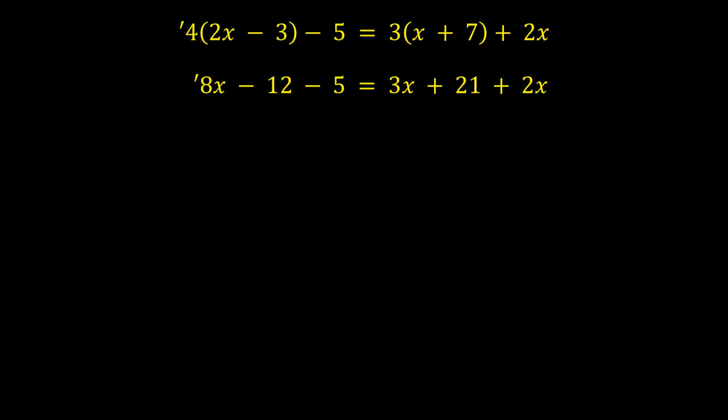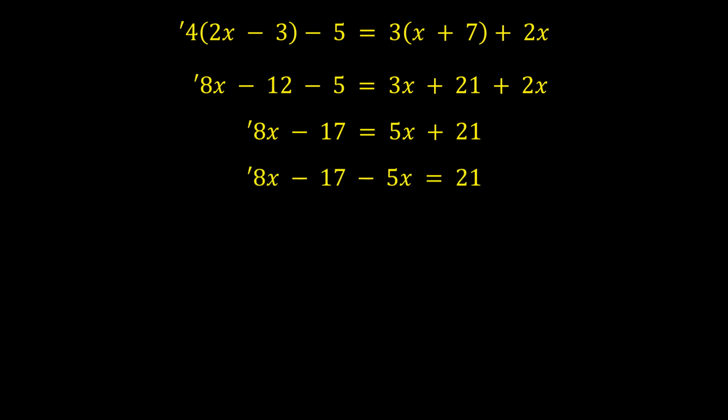Expand the brackets. 4 times 2x is 8x. 4 times -3 is -12. And on the right side, 3 times x is 3x, and 3 times 7 is 21. Combine like terms. -12 - 5 becomes -17, and 3x + 2x becomes 5x.